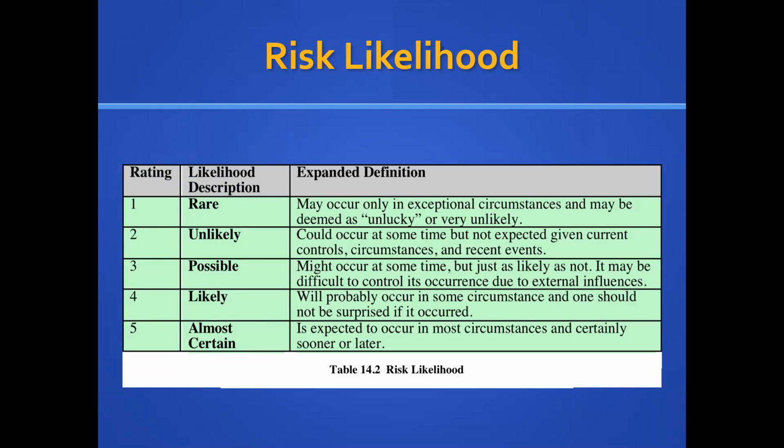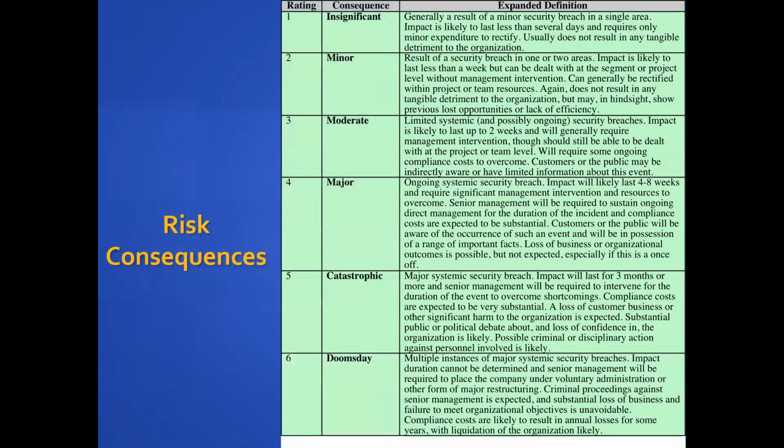The important thing is that you create this rating system now, and the rating system will allow you to start to quantify in the process and lay it out in a good logical form. The risk consequences, that's another thing that you can do. You can define, so for instance, what are the risks? Again, a rating from 1 through 6 where you have insignificant or minor, moderate, major, catastrophic, doomsday, right?